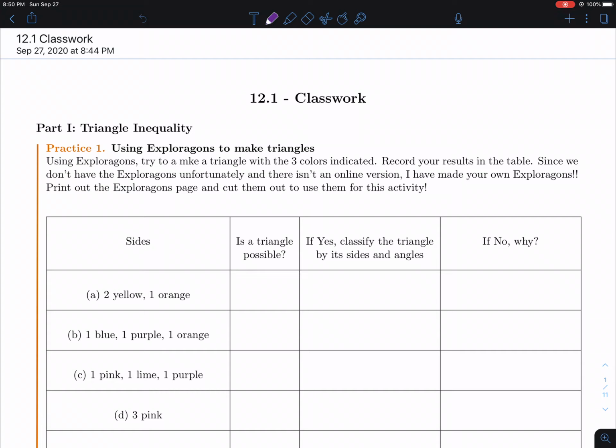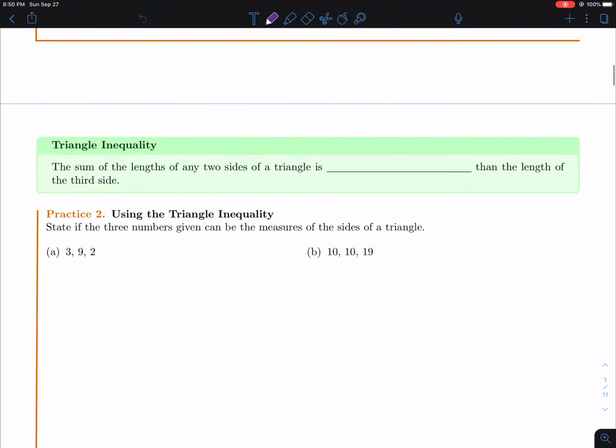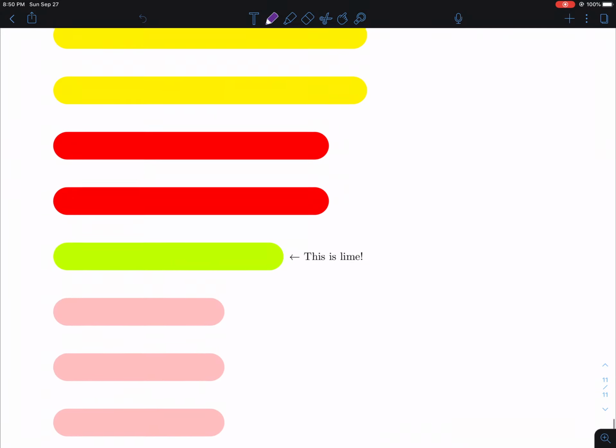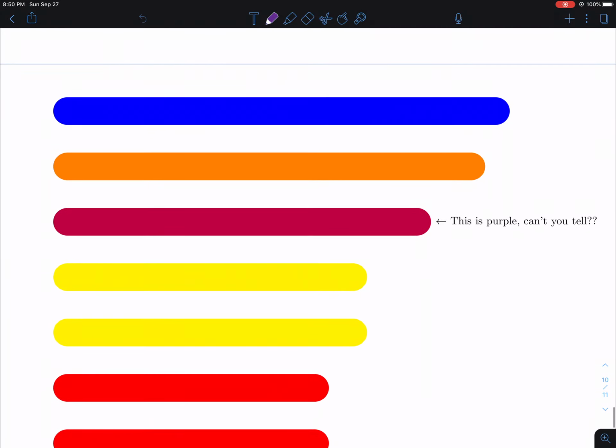Unfortunately, we don't have any exploragons because they're all at school. So what I've done, and we'll see how this works, at the very end of this packet, I've made you your own little set of exploragons. If you've got a printer and you can print these out, that would be great. If you don't have a printer, you could measure them. I measured them all in centimeters, and you could use those to draw the pictures and go that way. Whatever you do, the goal is I want you to play around with these.